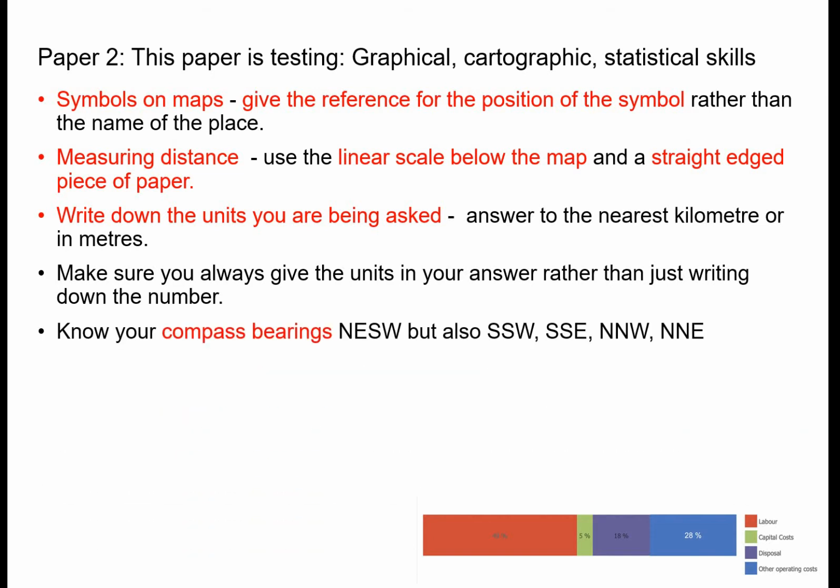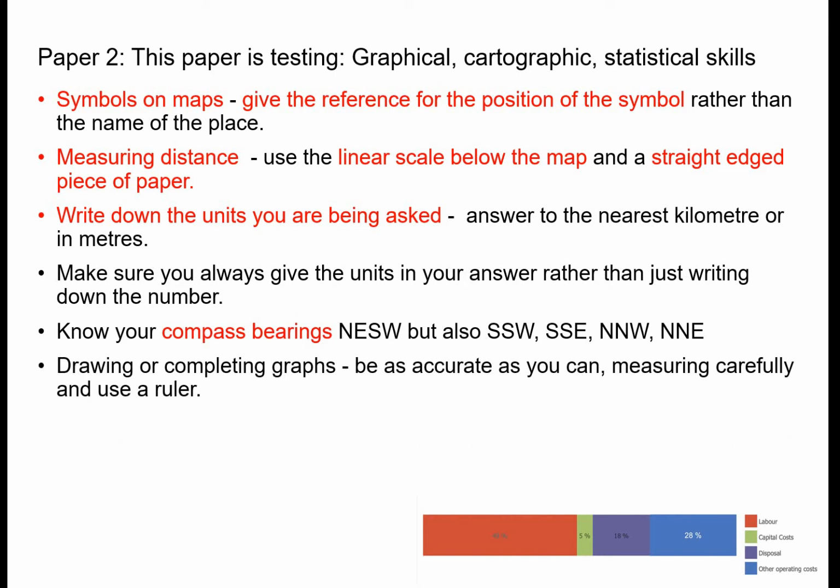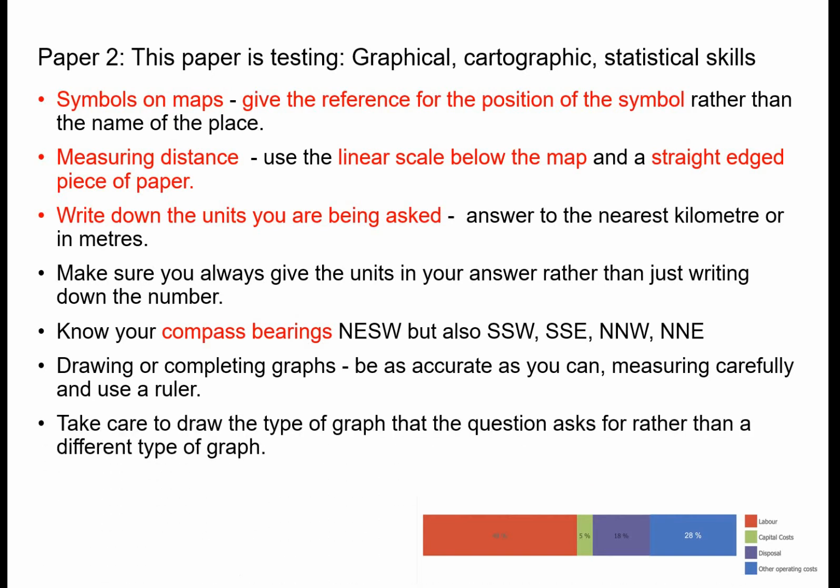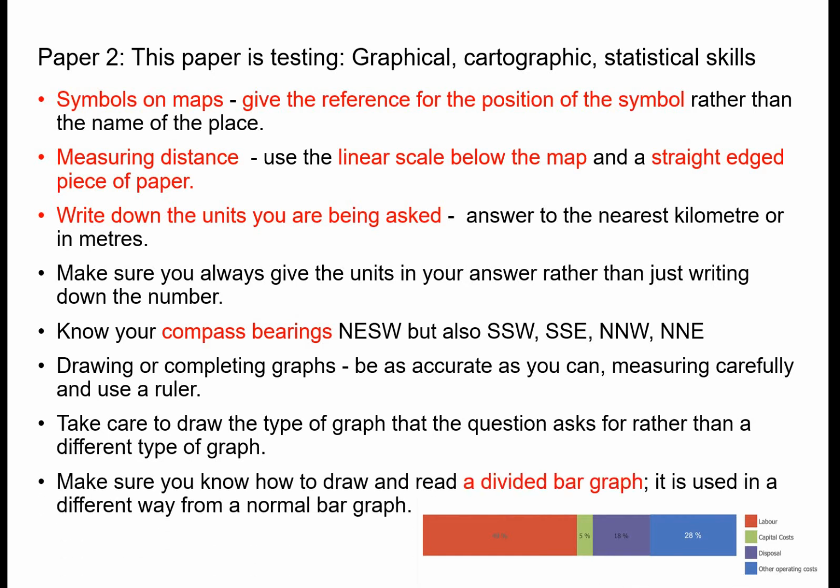Know your compass bearings. There's no shortcut for that. You're all experienced geographers now, and I'm sure you know your north, east, south, and west. Completing graphs. Sometimes this is just a very, very small addition to a graph or a picture. Use your ruler in all cases. When you're drawing a graph, take your time to ensure you're drawing the right type of graph. Here's a good example of one down here, a divided bar graph.